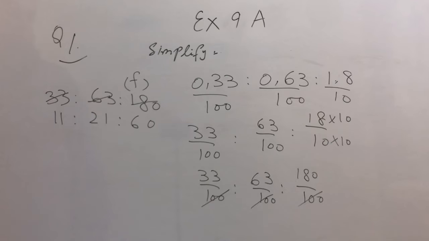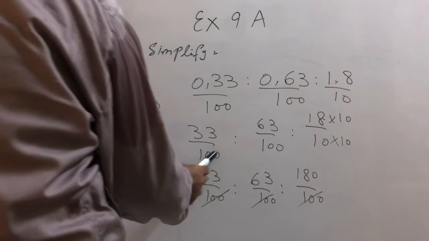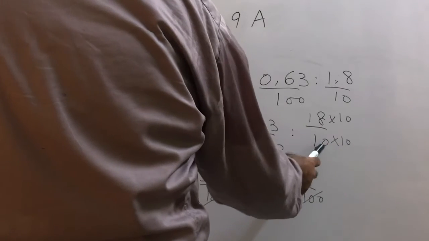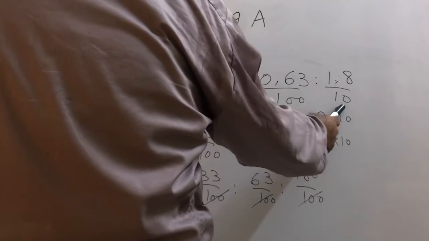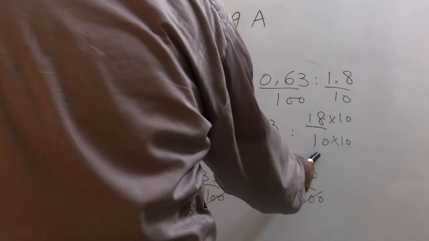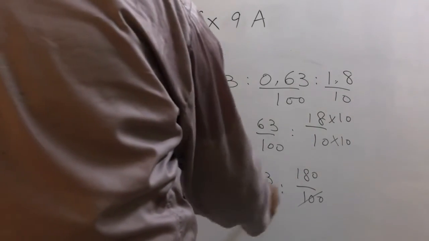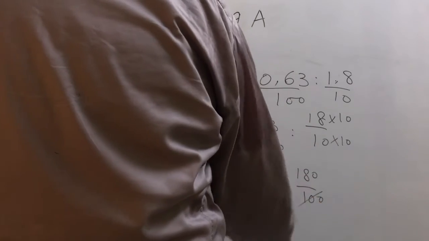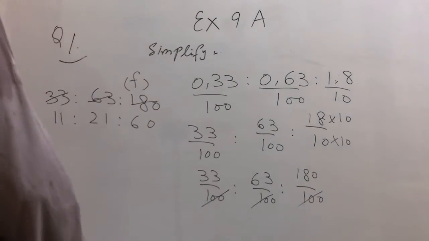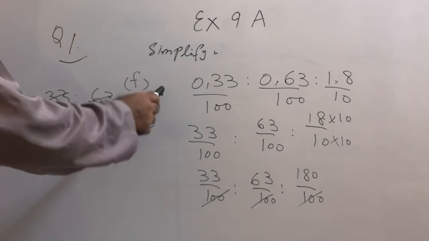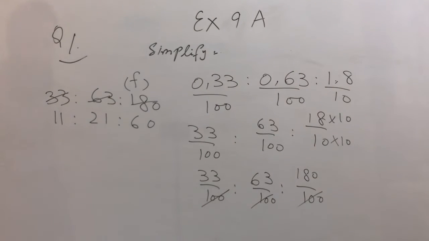Then we said that we should equalize the denominators, 100, 100. We also need 100 here. It was 10 here. Multiply by 10, upward and downward. This is the numerator, this is the denominator. Both will be multiplied with 10. This 18 becomes 180 over 100. The 100s were cancelled. We got 33, 63, 180. So then we divided all 3 numbers by 3 and we got the answer.